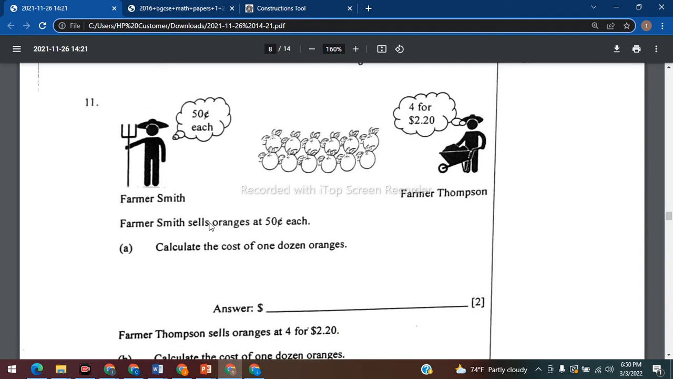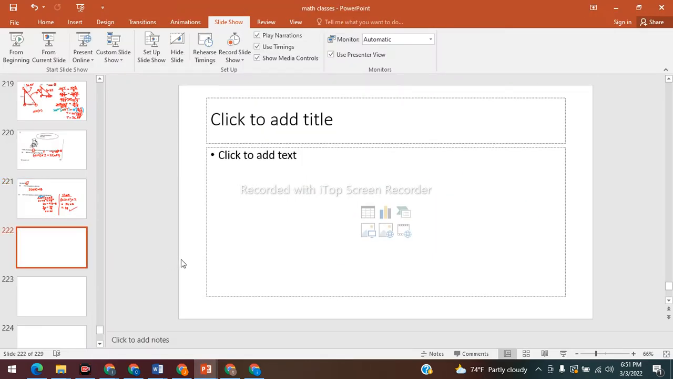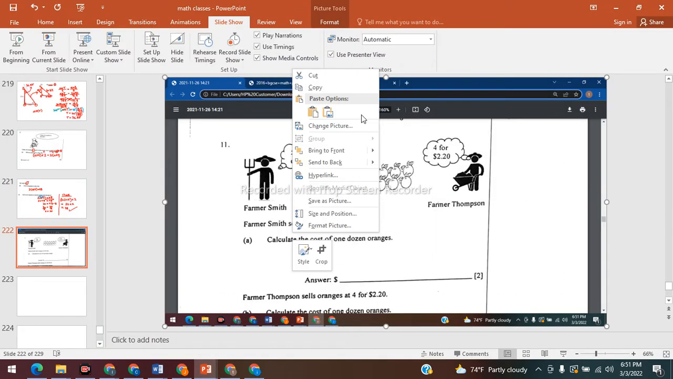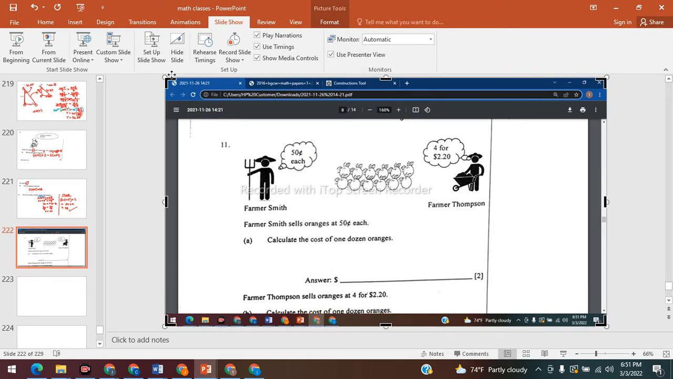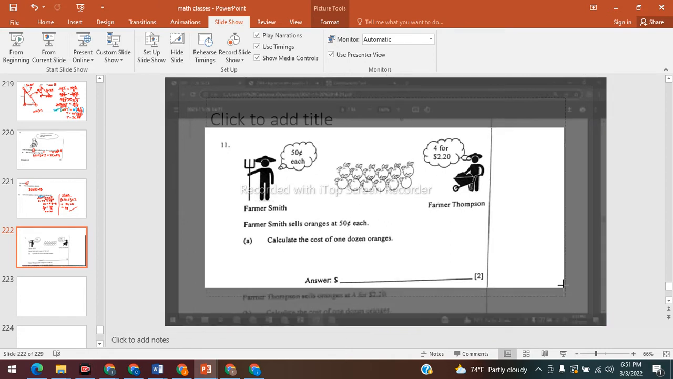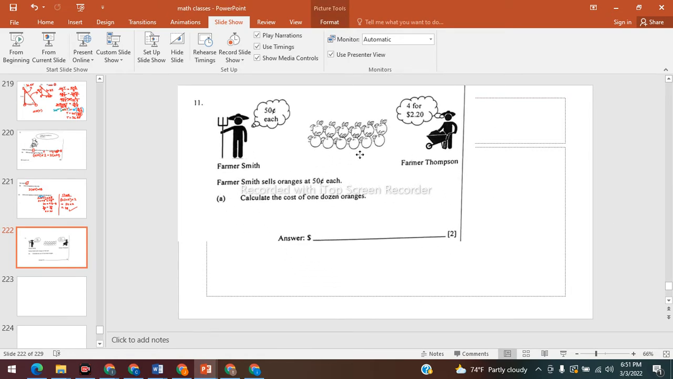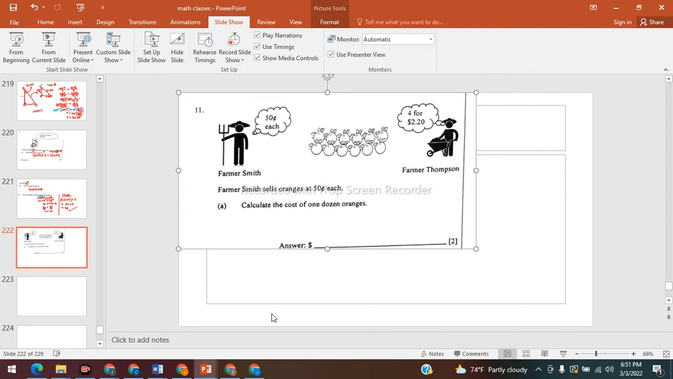So the question says, Farmer Smith sells oranges at 50 cents each. Calculate the cost of 1 dozen oranges from Farmer Smith. What is a dozen? 12. Someone have an answer already? 12, that was me. Okay, you say 12. This is my first time doing these questions, so I haven't done this paper before. So let's see.